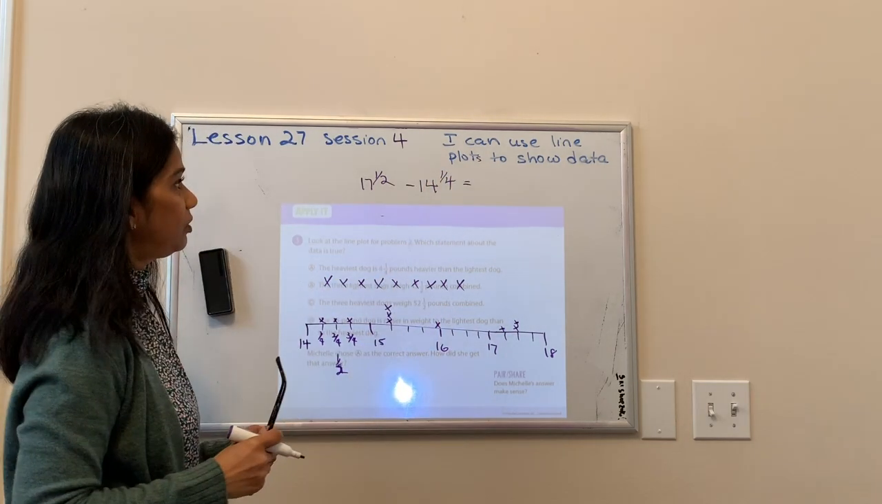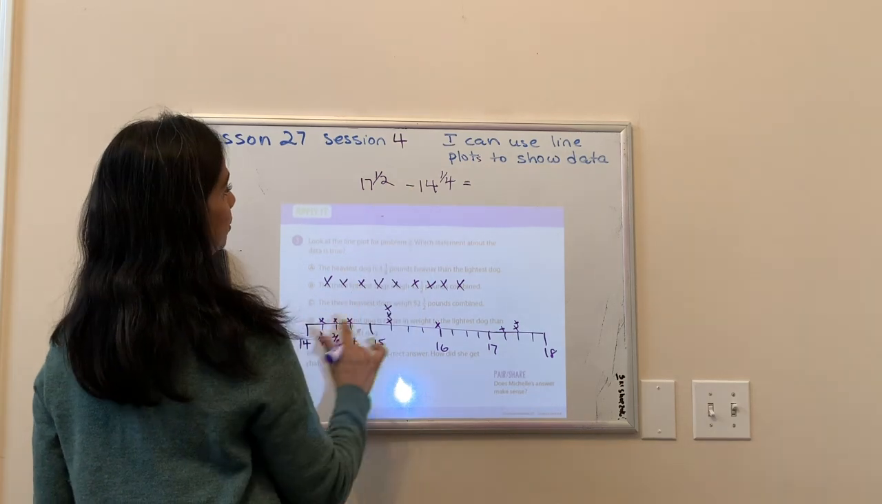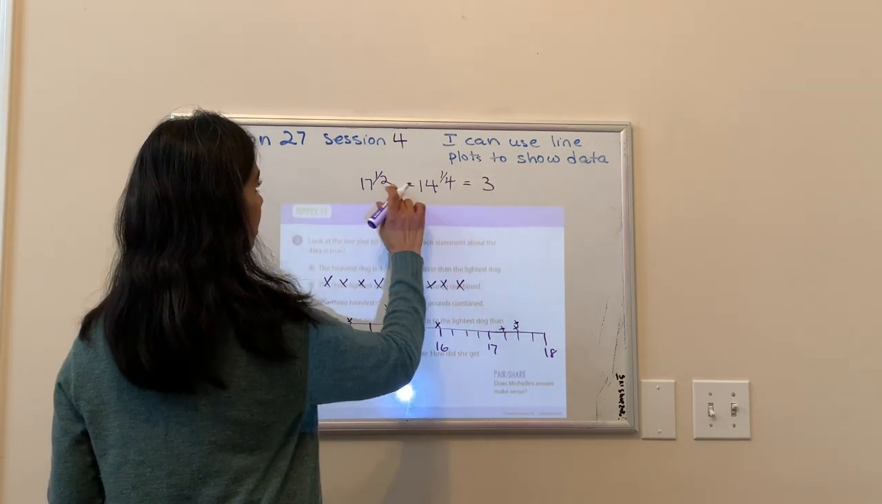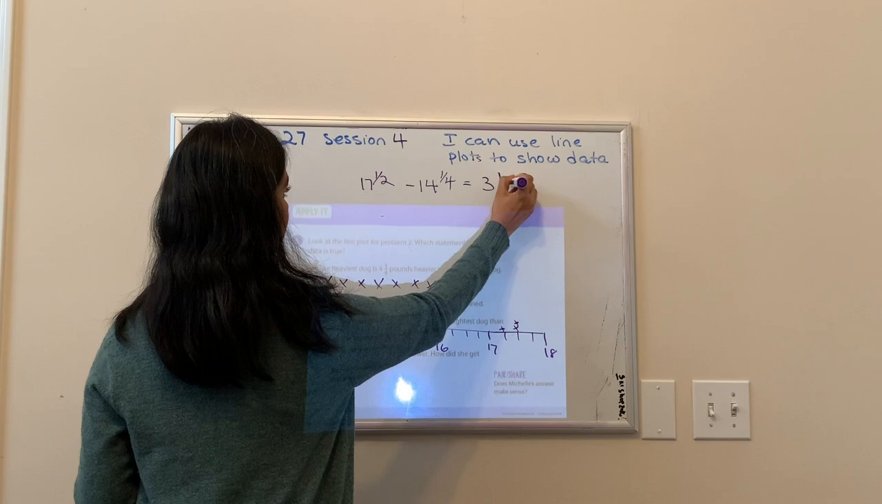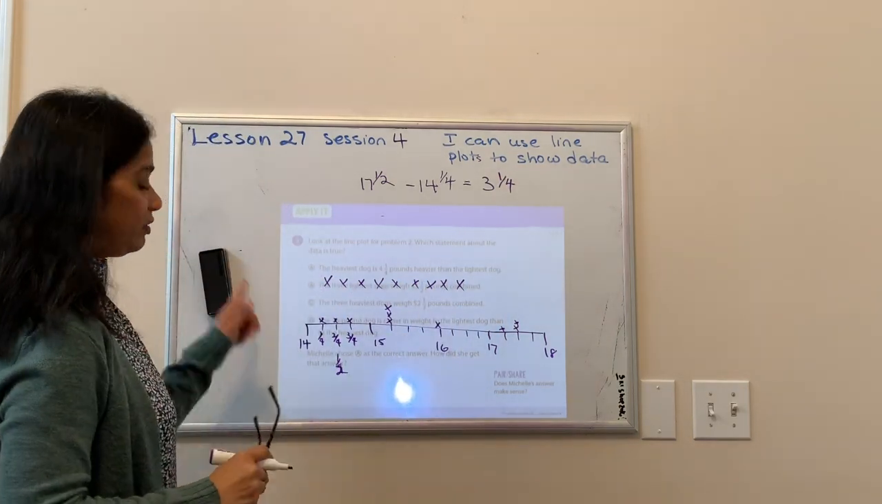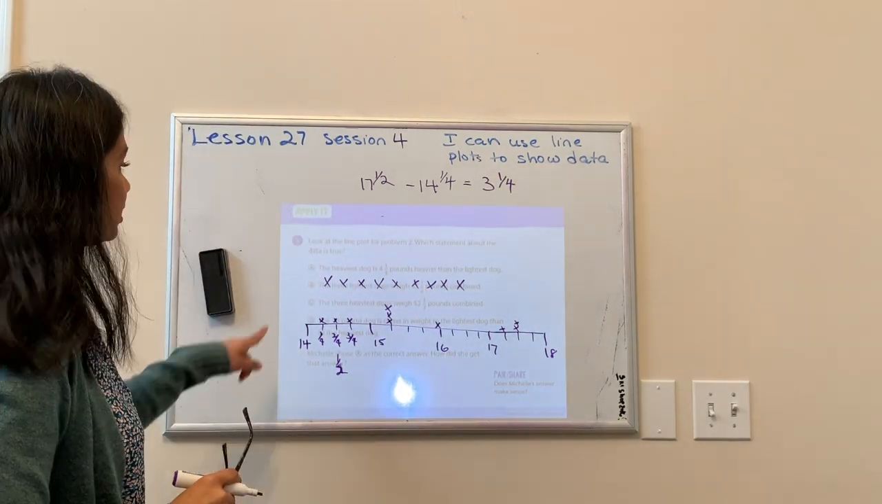Okay, what do you think you get from there? 17 minus 14 is 3, 1/2 minus 1/4 is 1/4. So the first one is not correct. Let's look at the second one.